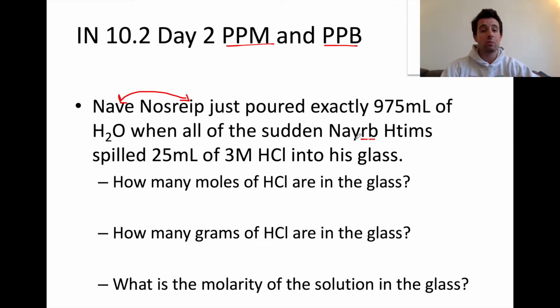So, this is a story about Nave Nosrit, who just poured exactly 975 milliliters of H2O when, all of a sudden, Nabrib Hitims spills 25 milliliters of 3 molar HCl in the glass. 3 questions on the board. We want you to solve them. How many moles of HCl are in the glass? How many grams of HCl are in the glass? And then what is the molarity of the solution in the glass?